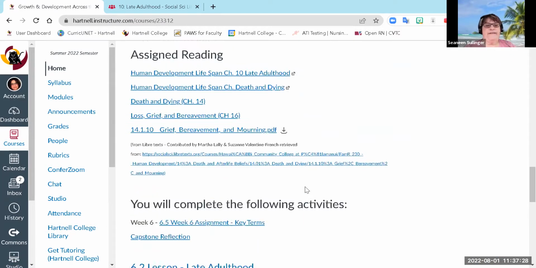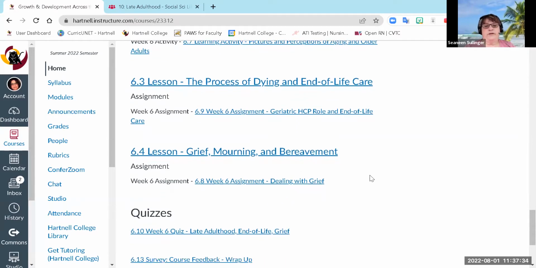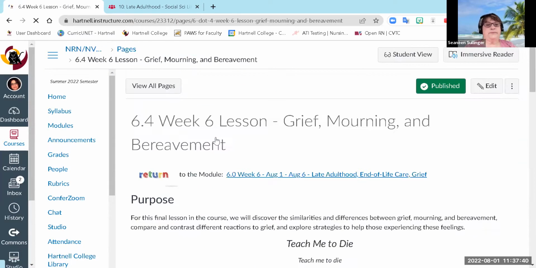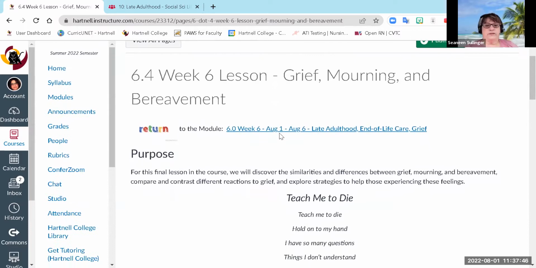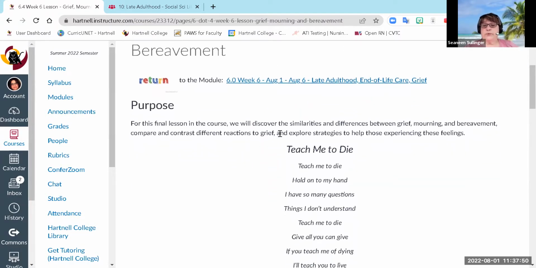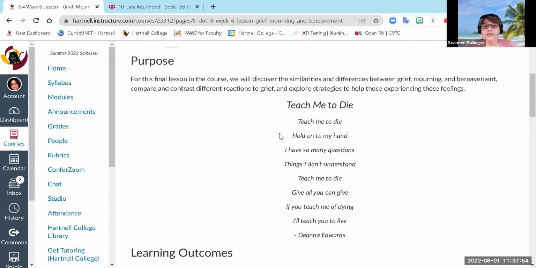So let's go back to our homepage. And then the 6.4 lesson, grief and mourning and bereavement. You need to know the difference between those terms. So let's actually go to the lesson and we'll get to the assignment from there. So not as many assignments as in previous weeks. Discover similarities and differences between grief, mourning, bereavement, and compare and contrast people's different reactions.